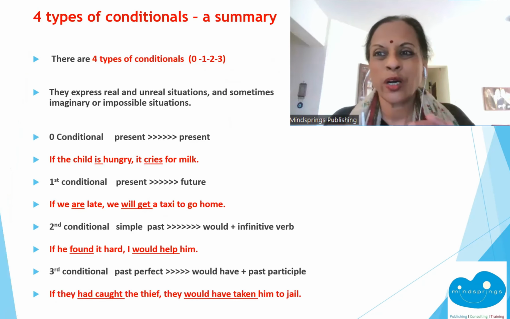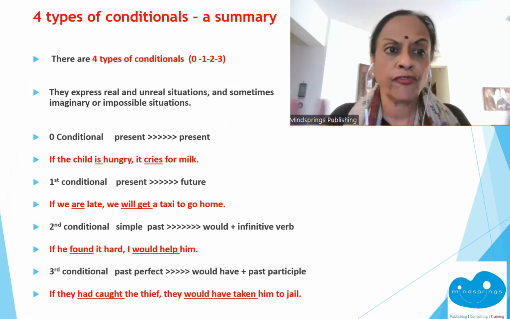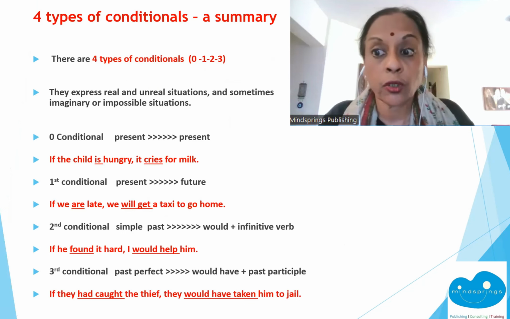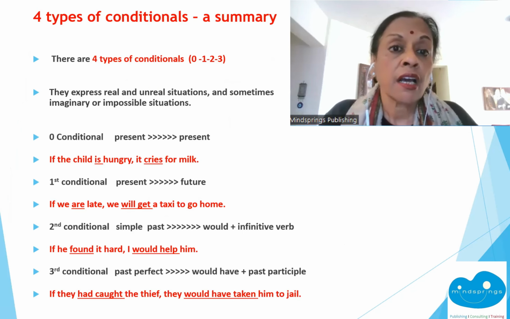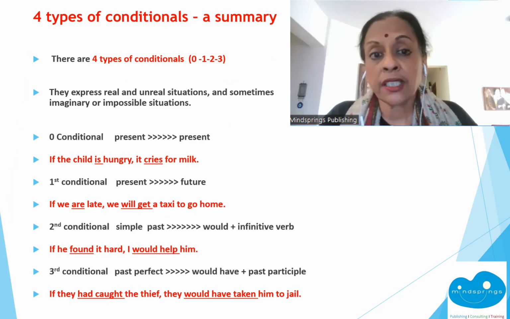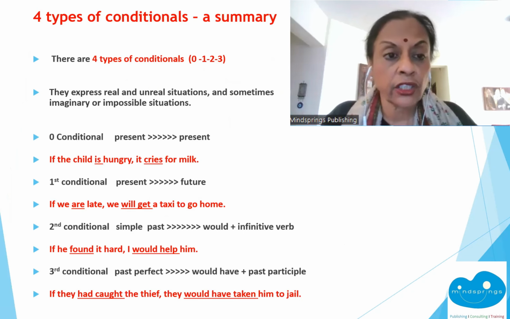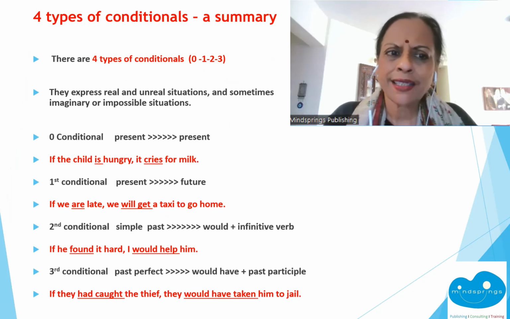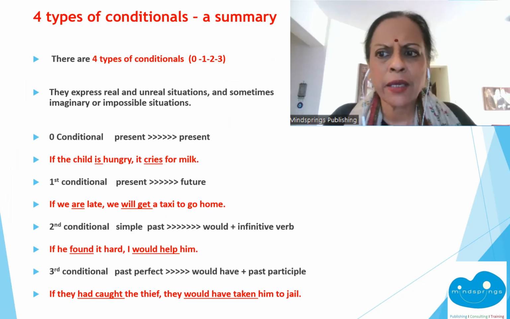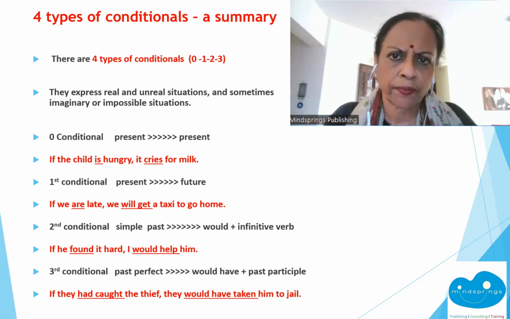So let's do a quick revision. So the 4 types of conditionals that we talked about last time in detail. So go and take a look at it if you haven't. A summary, the 4 types are 0, 1, 2, and 3. These are your 4 conditionals. They express real and unreal situations and sometimes imaginary and impossible situations. So they do all this.